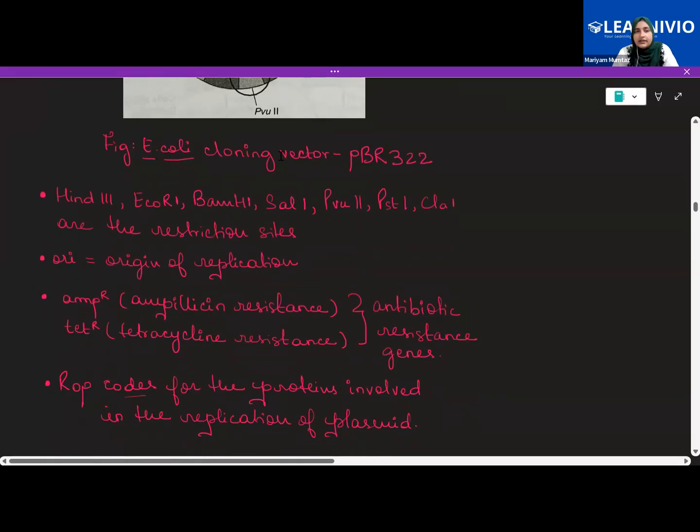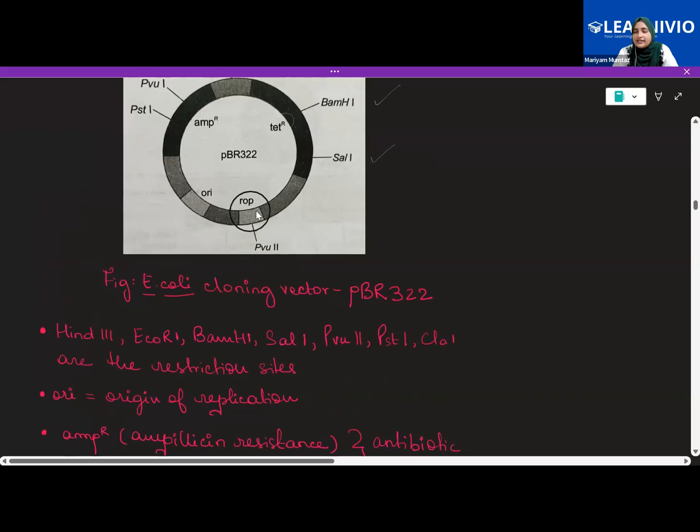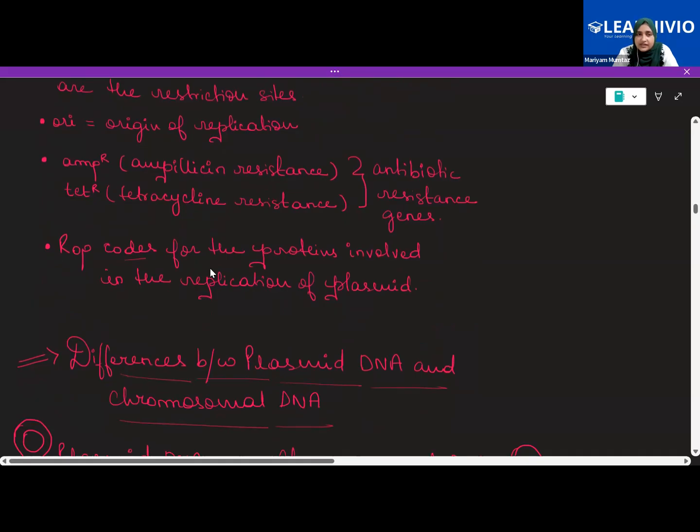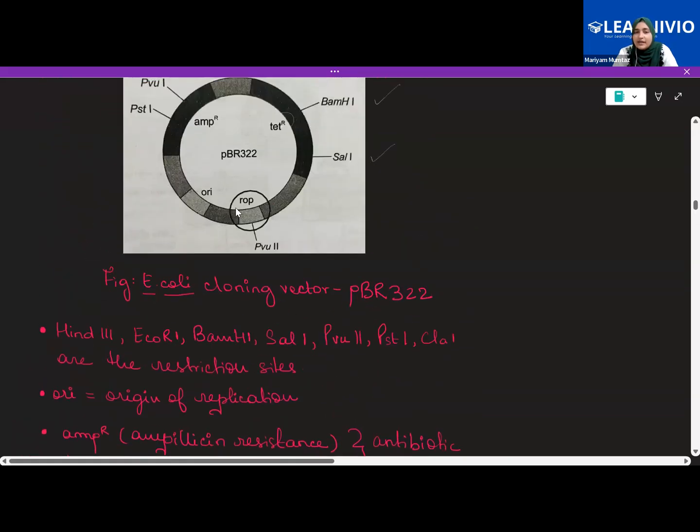Now in this particular diagram, HindIII, EcoRI, then BamHI, SalI, PvuI, all of these are the restriction sites. Here, ORI is the origin of replication, and ROP is the part that codes for the protein involved in replication of the plasmid. So ROP is replication of plasmid.